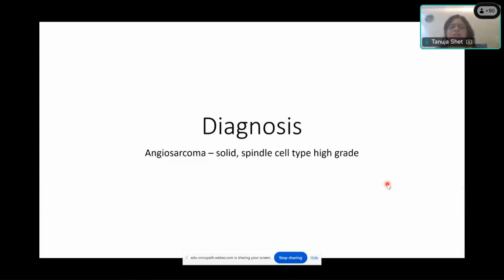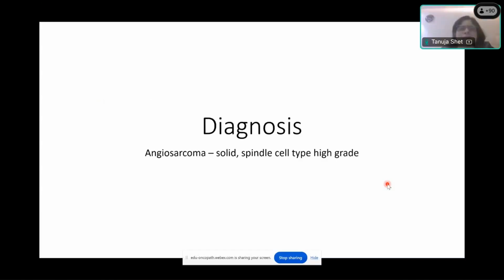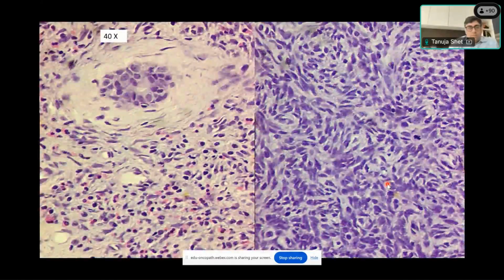Now this is a solid spindle cell, a little odd variant, not one with very good vascularity. So Garvit, what is your management now? This is an ulcerated skin lesion. And the age of the patient? Around 45. And previous history? Nothing, no radiation. So this is a primary angiosarcoma.